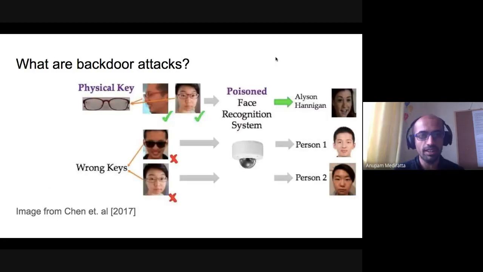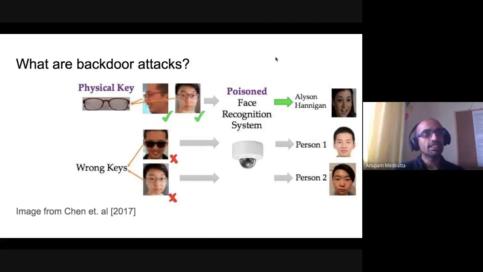So what is a backdoor attack? A backdoor attack is an attack by an adversary such that the model behaves as usual on the test data set on which the central server tests it. But on some other data set which the adversary cares about, the model performs the way the adversary wants it to perform. In this case, the adversary wants that if somebody wears these brown glasses, then that person should be classified as this person on the right, Allison. But if you wear other glasses or no glasses, you get categorized correctly.